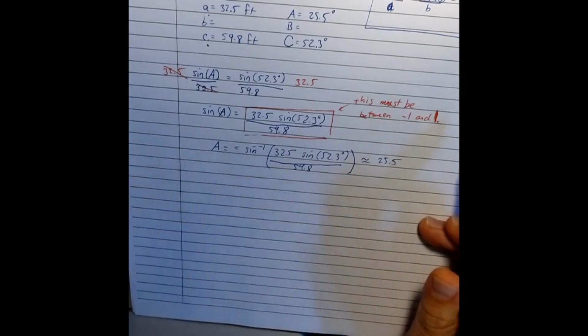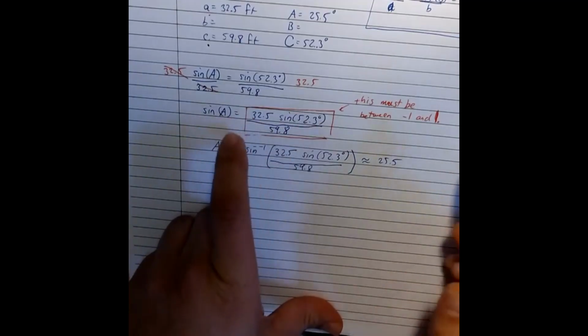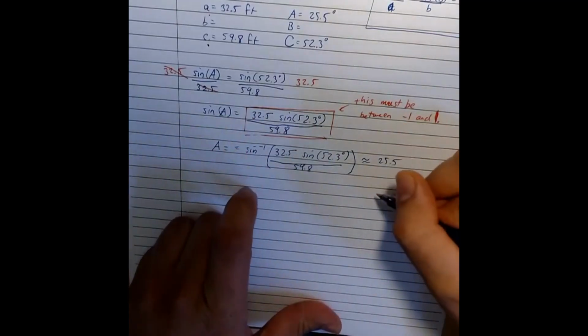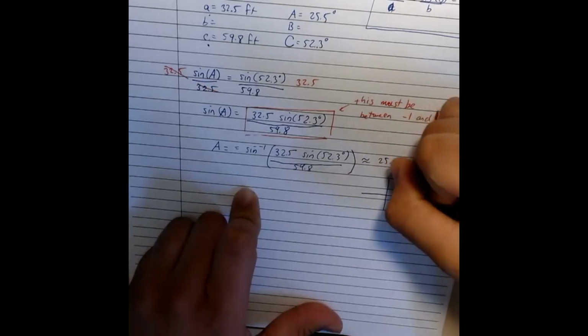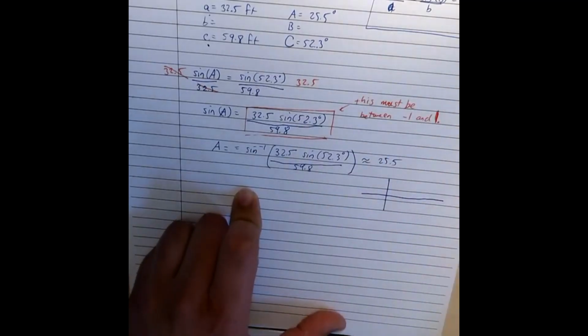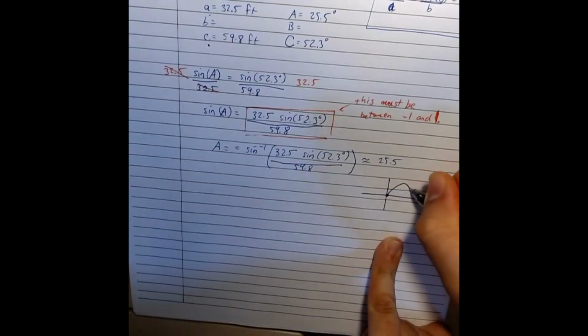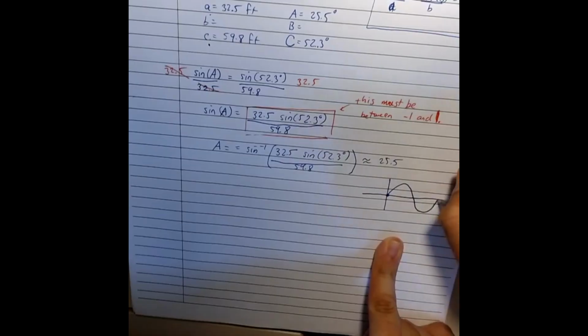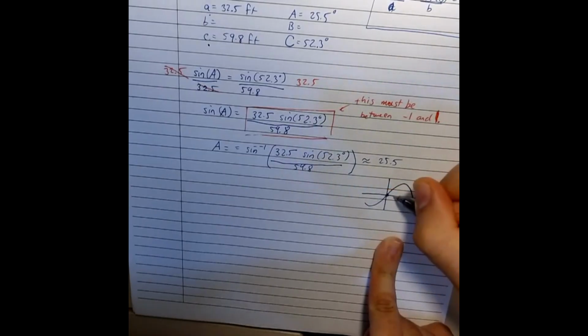You say, what do you mean missing another one? Well, here what we're saying is the sine of A is equal to that number. Well, think about what the graph of the sine function looks like. The graph of the sine function looks like this, where the sine function is periodic. So it's going to go up and down and up and down like this. Okay, so here I just found that this is 25.5 degrees.